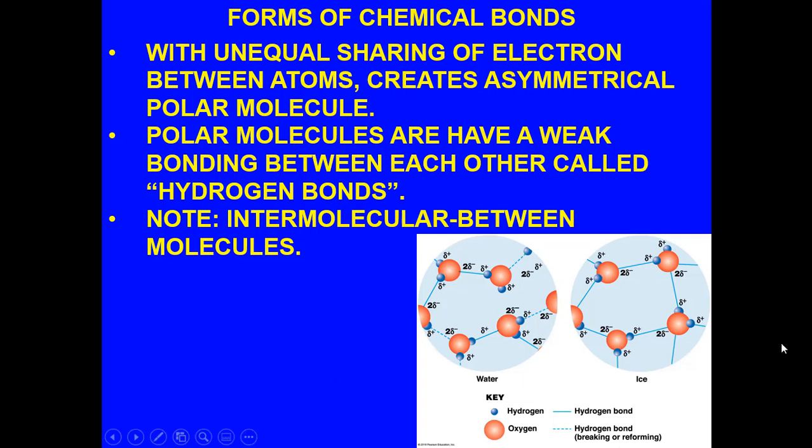But here's the thing. Because this is unequal and it's somewhat positive more on this side and negative more on this side, that means it can have an interaction with its neighboring similar molecules. So the positive on this side gets attracted slightly to the negative on this side. This creates unique properties that you see with water. Okay?